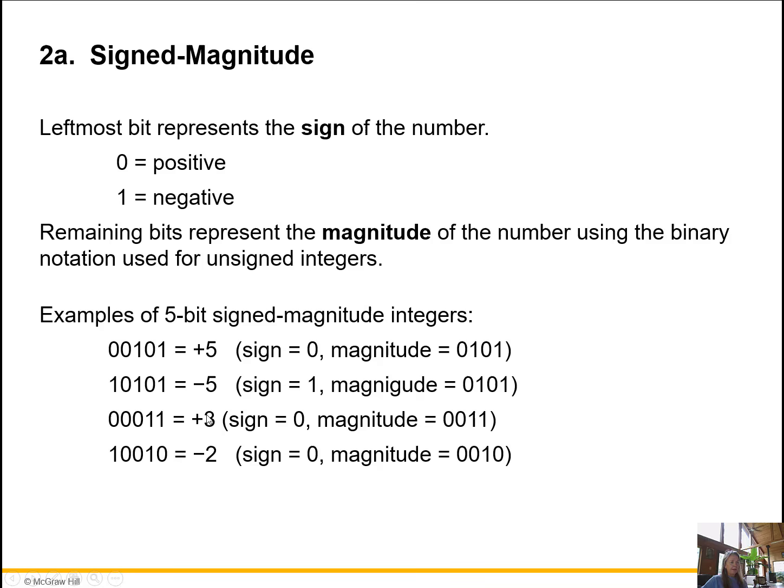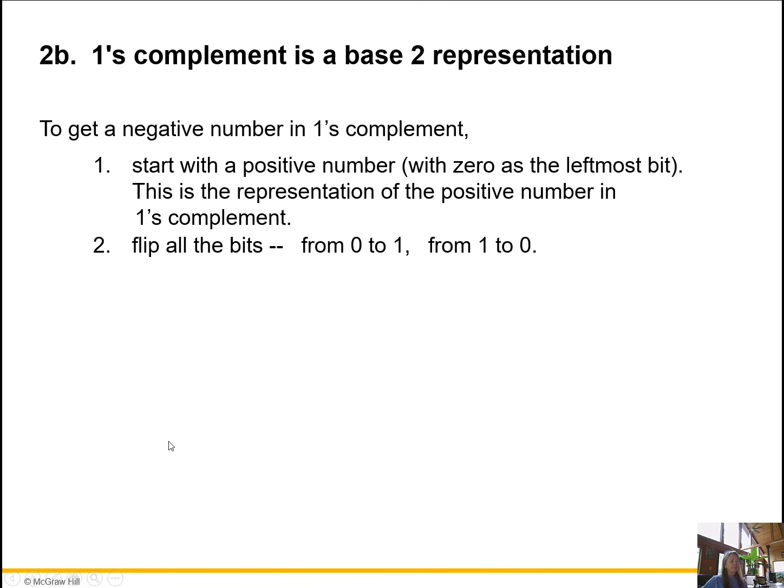Here's a 2 and a 1. That makes 3. That's positive. There's a 1 and a 0. That would be a 2. Since there's a 1 out front, that would be negative. Okay. We know what that is.